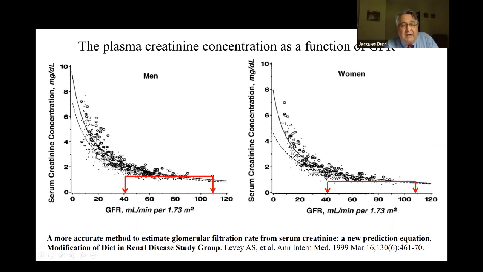But I want to point out, because of the hyperbolic nature of this curve, you can have the same creatinine in different patients. This patient has a creatinine of about 1.5 or so. This one also. But this one has no renal failure, and this one has significant renal failure. Same for females. So creatinine itself is a poor marker of GFR.